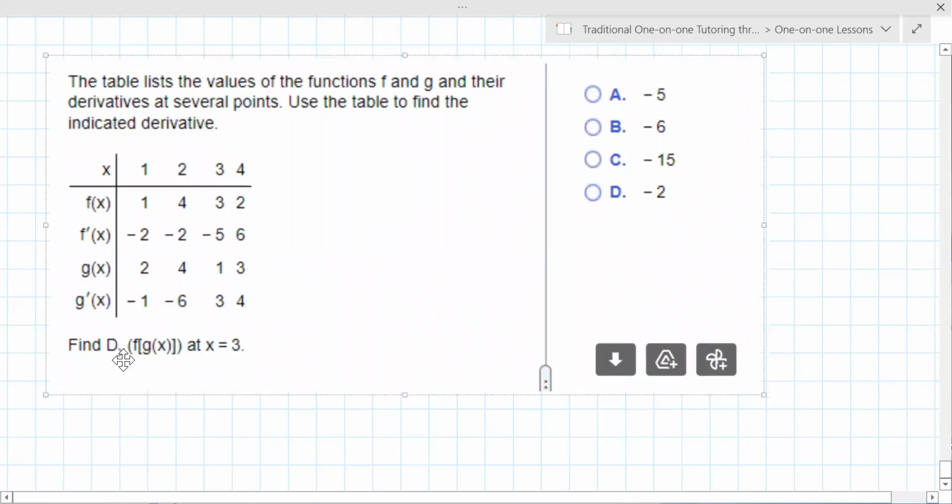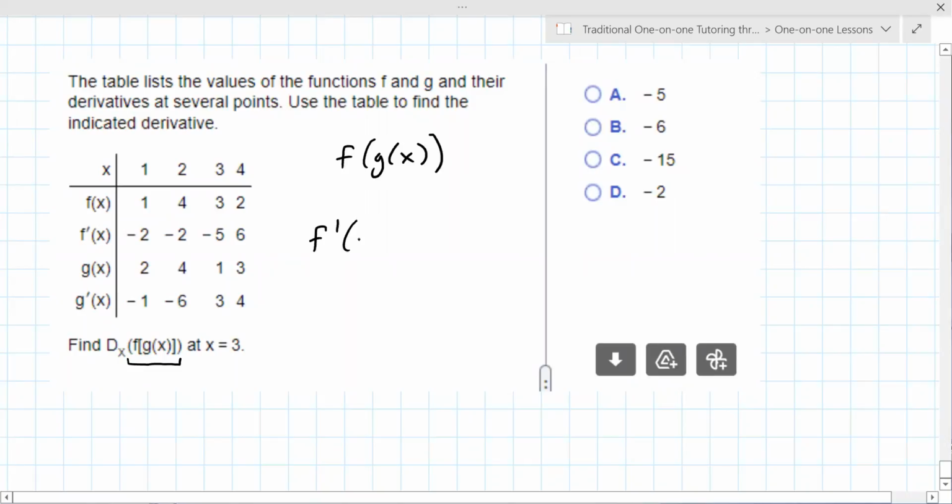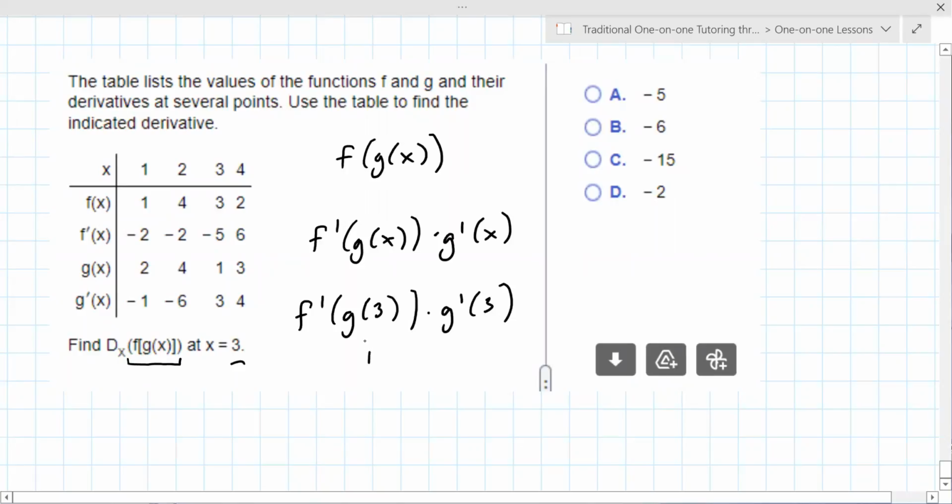Okay, so this problem wants you to find the derivative of this f of g of x. And there's a formula for this. It's based on the chain rule, but it's f prime of g of x times g prime of x. We're just going to assume that's true for the moment, and then you're evaluating it at 3. So you just rewrite this notation at 3. It's really 3 pieces. The first thing you do is find g of 3. There's x equals 3, and g of 3 is 1. So this is now f prime of 1, because g of 3 is really 1.